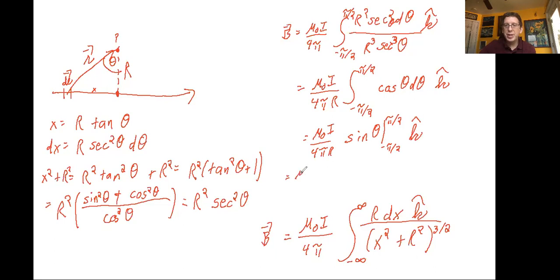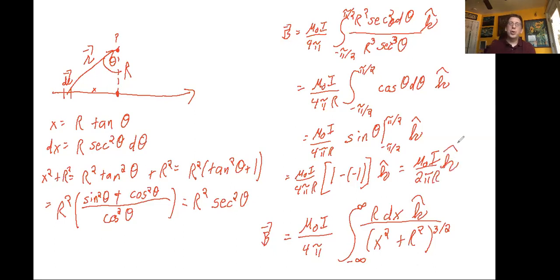So that's mu naught I over 4 pi capital R. The sine of pi over 2 is simply 1, and you're subtracting from that the sine of negative pi over 2, which is negative 1. So 1 minus negative 1 is just 2. So in the end, what you get is mu naught I over 2 pi r, and it's in the k hat direction.